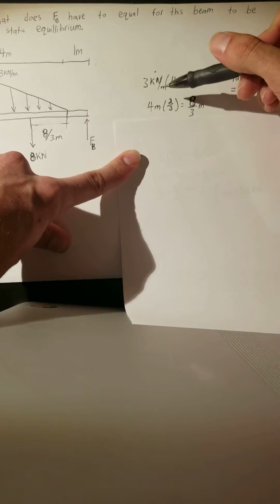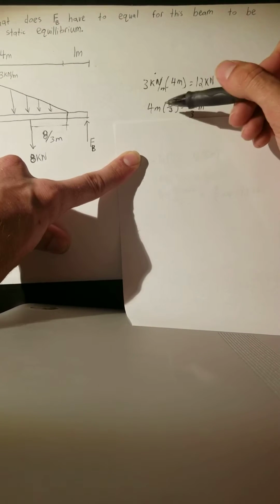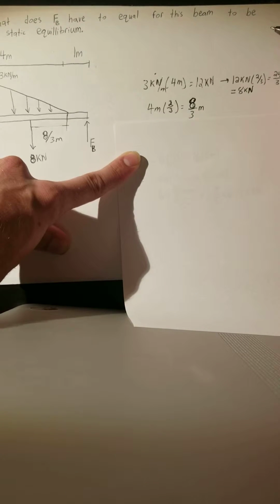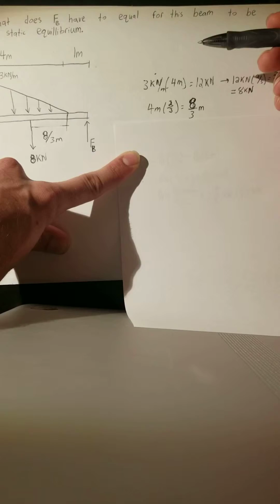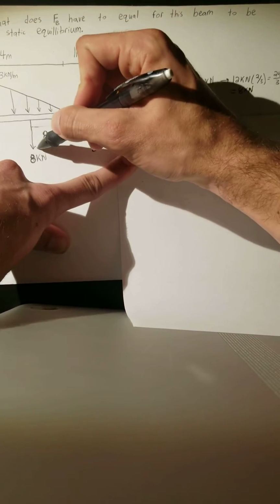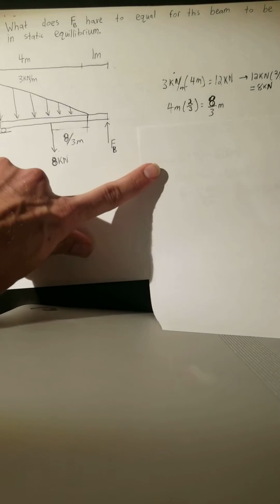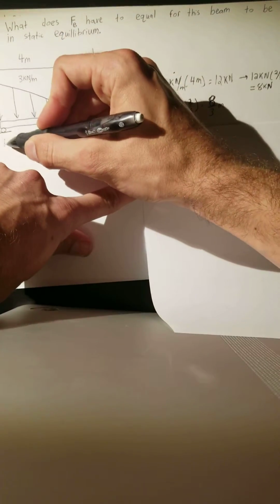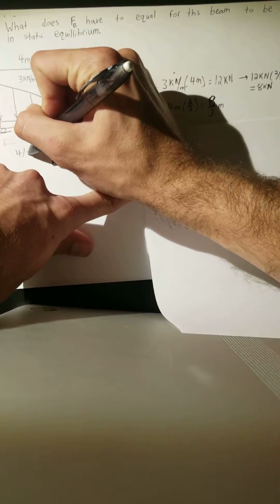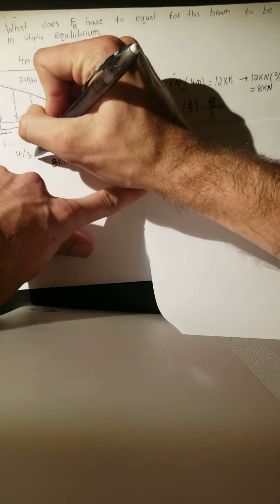And then we're going to take the 4 meters and multiply that by 2/3 to give us 8/3 meters. And that's going to be 8/3 from over here. So that's where our force is going to be acting. And that's going to be 4/3 from A. It's 4/3 meters.